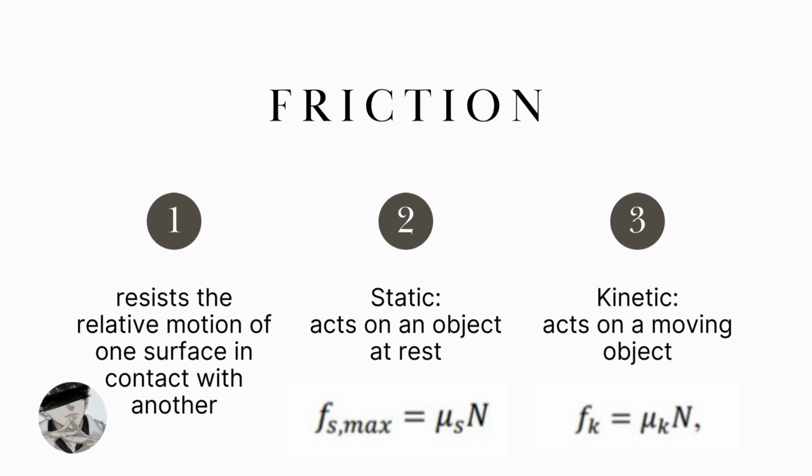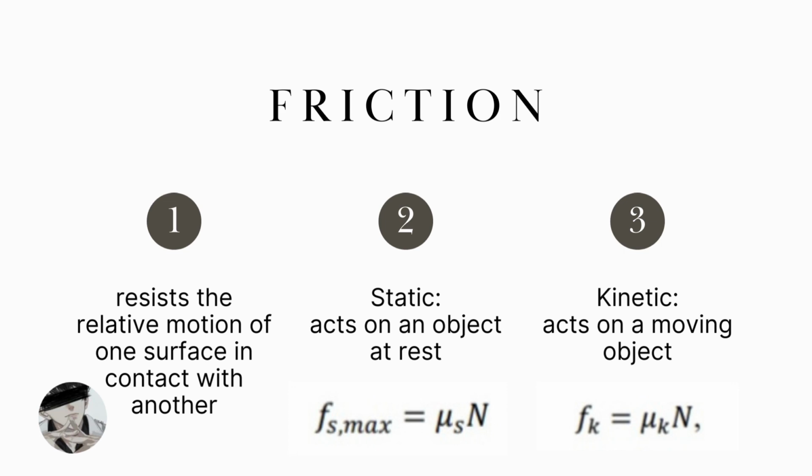Next up, we have friction, which is the force that resists the relative motion of one surface in contact with another. So this means that if, for example, the object is moving to the right, then the frictional force would be to the left, which is the opposite direction of the relative motion of the object. There are two types of friction, which are static and kinetic. Static friction is the friction that acts on an object that is at rest. Static friction is the force that must be overcome in order to move a static object.